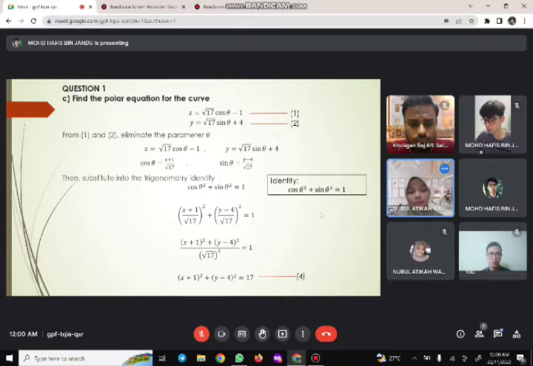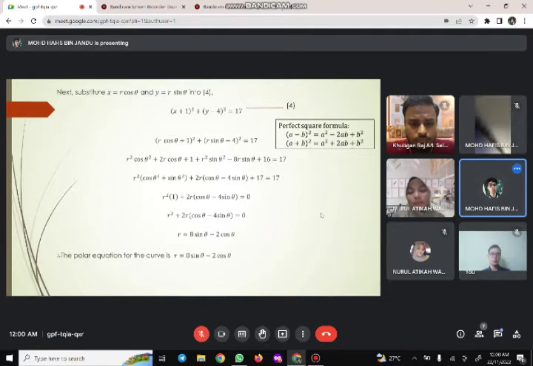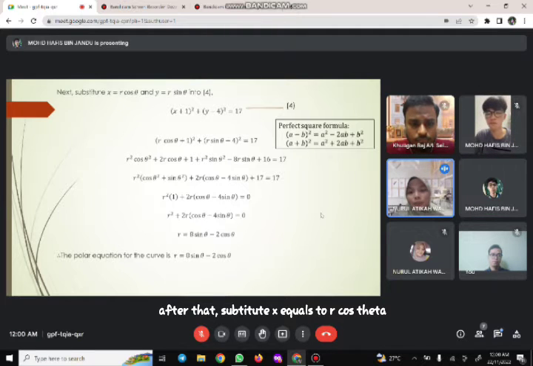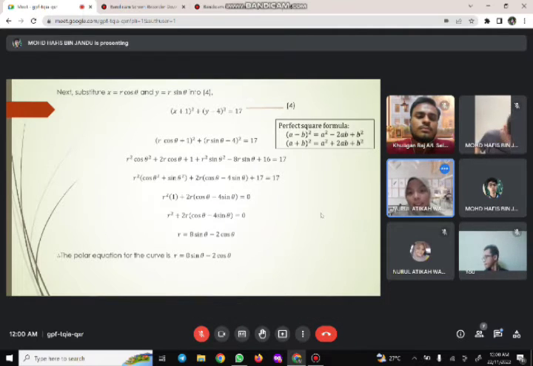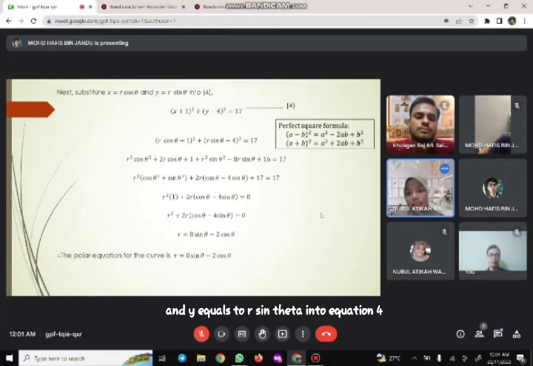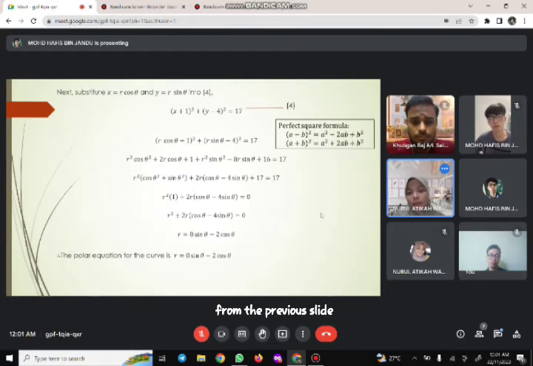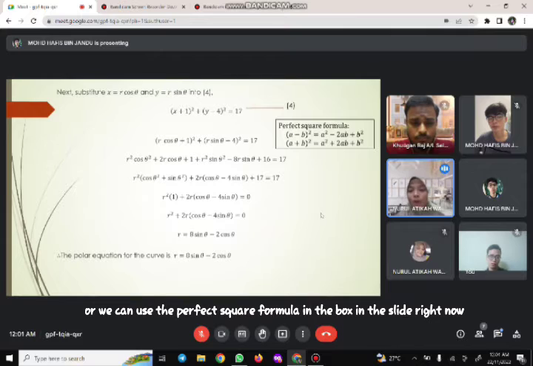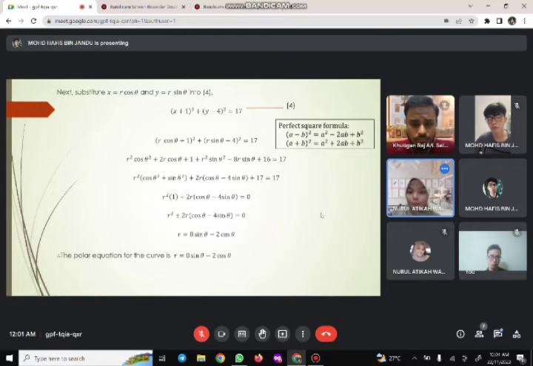Next slide. After that, substitute x equal to r cos theta and y equal to r sin theta into equation 4 from the previous slide. After you substitute, you just expand the equation as usual, or you can use the perfect square formula in the box on the slide right now.